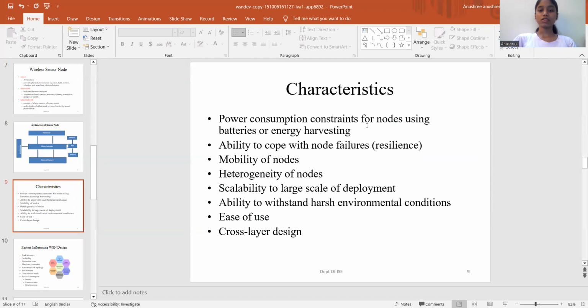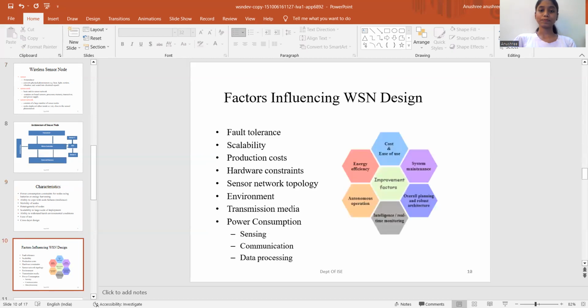Characteristics. Power consumption constraints for nodes using batteries or energy harvesting. Capability to cope with node failures; it has the ability to cope with the failure of a node, that is resilience. Mobility of nodes, heterogeneity of nodes; it has different types of nodes. Scalability to a large scale of deployment. Ability to withstand harsh environmental conditions. Ease of use, cross-layer design.